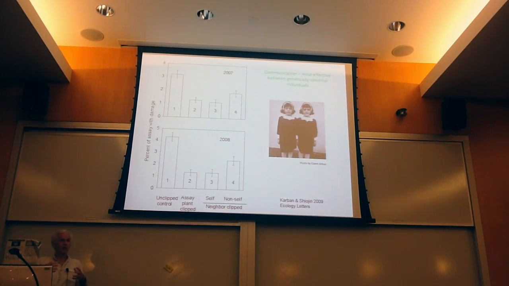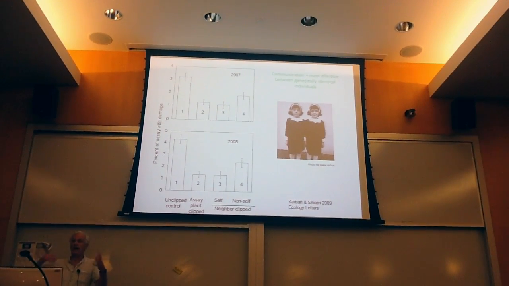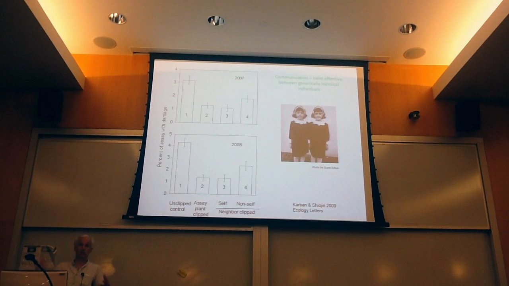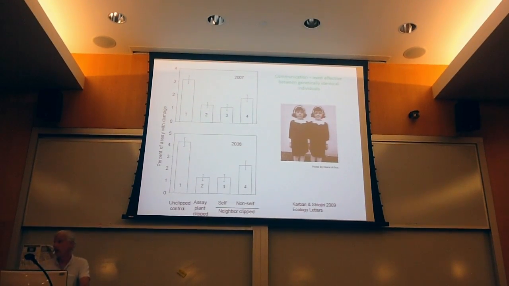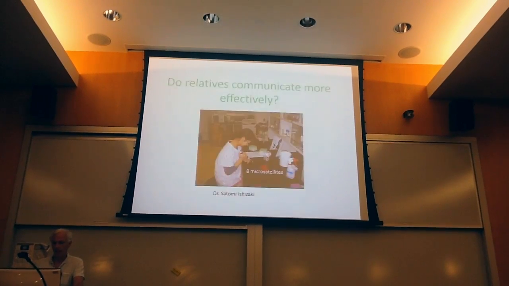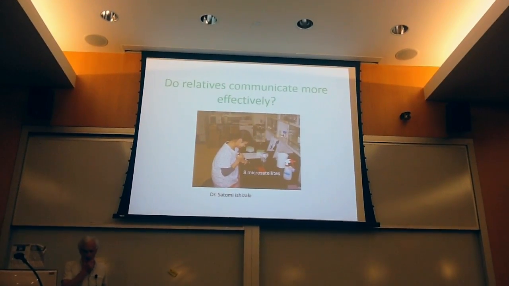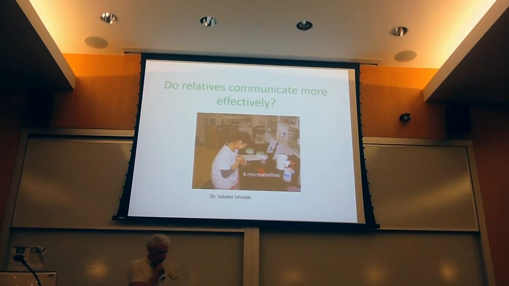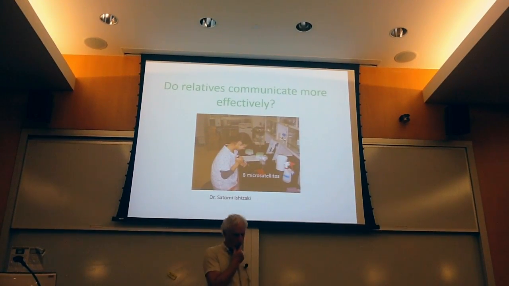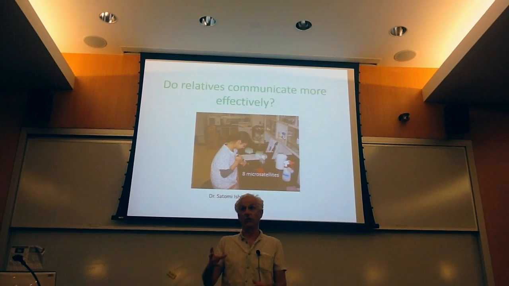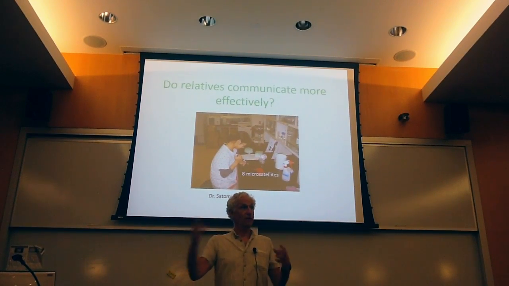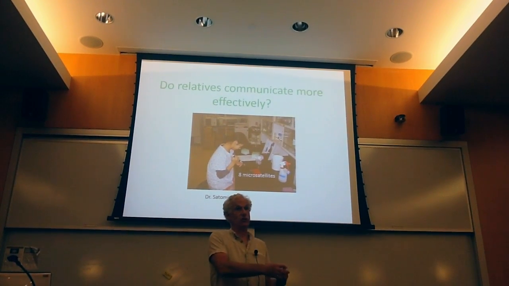Again, I think many people assume that this kind of ability to distinguish self from non-self might only be found in animals, but that's not the case. So at this point, we really wanted to know whether or not plants can distinguish relatives from strangers.